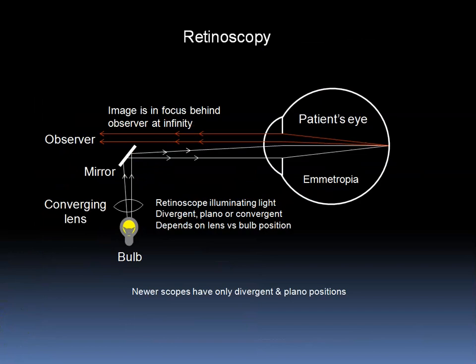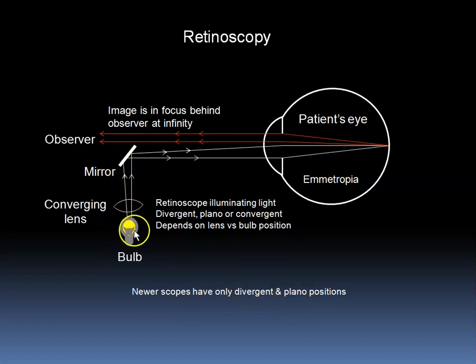We use retinoscopy to refract a patient and determine the patient's refractive error, if any. We have a retinoscope illuminating light, which can give off divergent, plano, or convergent light depending on the position of the converging lens relative to the bulb behind it. Newer scopes have only divergent and plano positions.